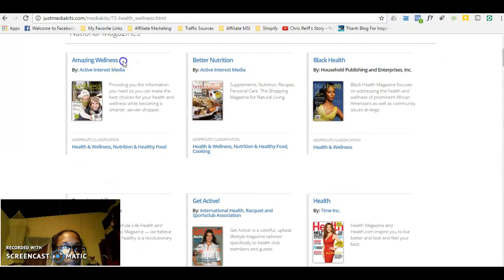So what I would normally do is I would select, just to be quick, the type of magazine. So it is Amazing Wellness. You would expect it to be a subscription type magazine. And if it's a subscription type magazine, then the better, because you know that people who actually pay to subscribe are the ones who are most passionate about this particular niche.